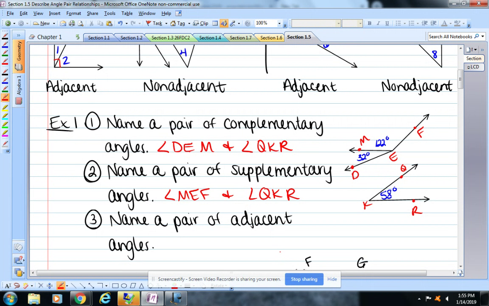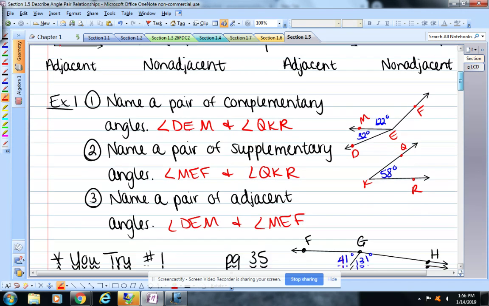The last question says, name a pair of adjacent angles. What does adjacent mean? They share a side and a vertex, right? They're touching each other. Very good. And angle MEF. They're touching each other. They share the side, right? And they both have E for the vertex. Very good.